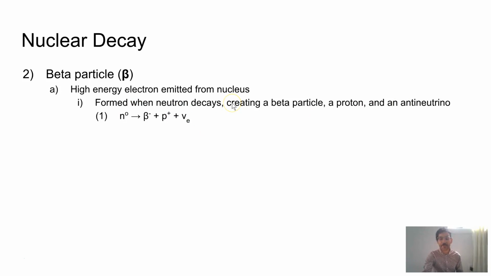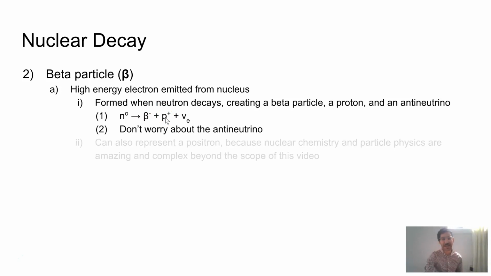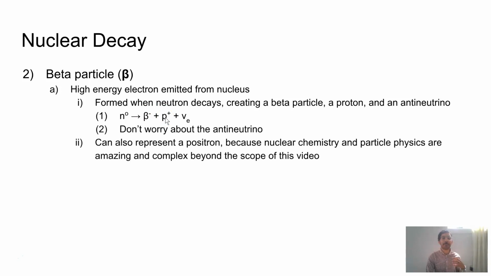Antineutrino. Anyway, so we can see a neutron breaks apart to make a beta particle and a proton. And so, yeah, don't worry about the antineutrino. This can also represent a positron, but I don't even want to talk about that. If you want to get weird and geek out on particle physics on the internet and the YouTubes, I totally recommend it. Basically, though, the real implication here is a neutron becomes a proton that stays behind.